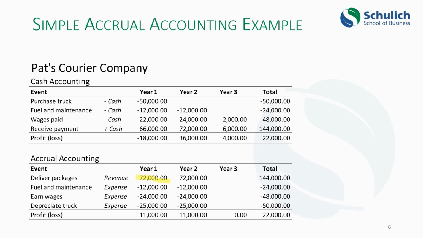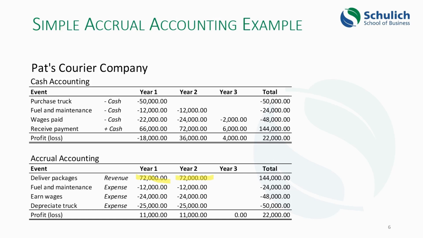The second year, the same thing happens. You have $72,000 worth of work done, $6,000 in every month. What you do then is you match up with that revenue, with each revenue event, with each month, the expenses that were necessary for Pat to be able to earn that money.